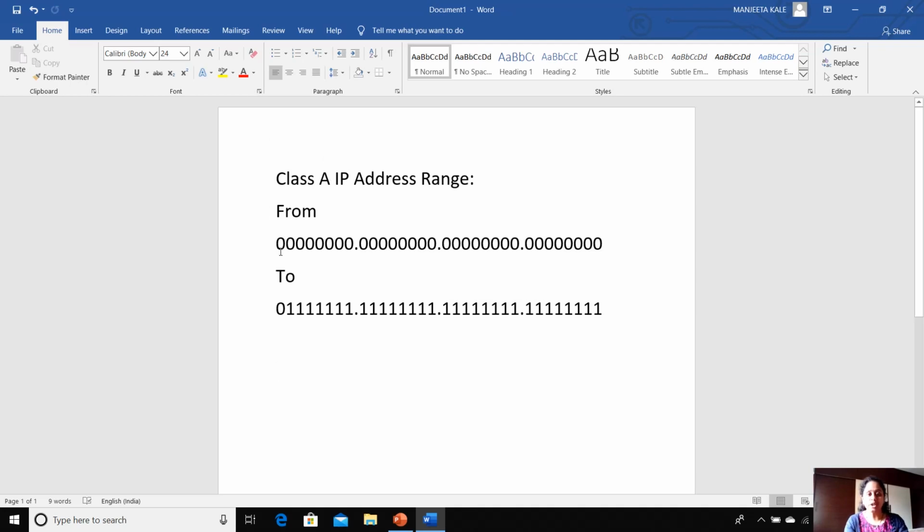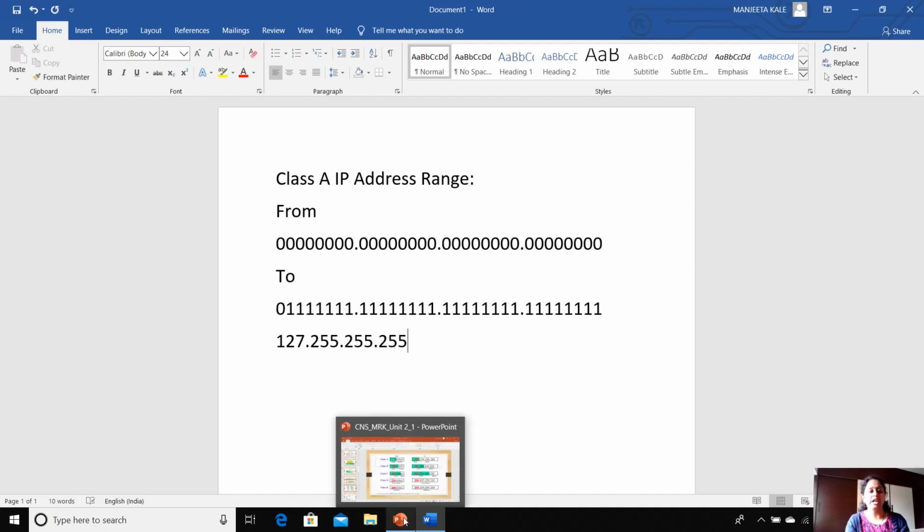Now if you convert this number into decimal, this is going to be 0.0.0.0, and if you convert the last address into decimal using your calculator, you will see that the first byte is 127 and the remaining 3 bytes are all ones, that is 255. And this is how the range of IP addresses can be calculated.